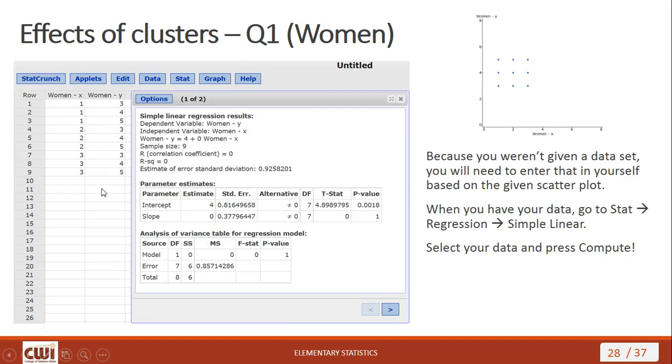Once I have my data in StatCrunch, I can go to Stat, Regression, Simple Linear, select my data and press Compute to get this wonderful results window. Now, looking at the results window, we have a linear correlation coefficient of 0. That means that there is no linear correlation for these data.